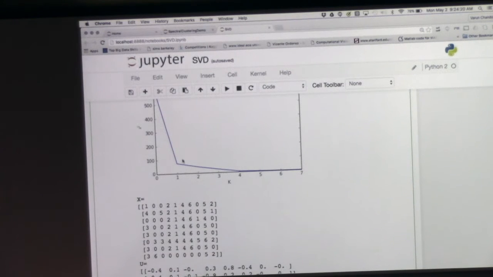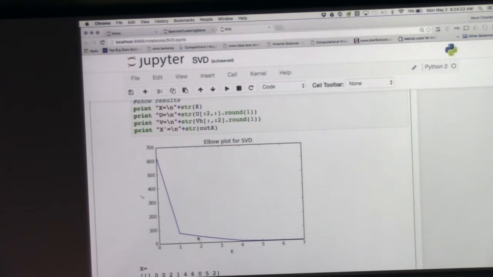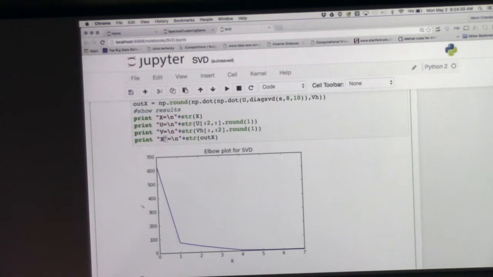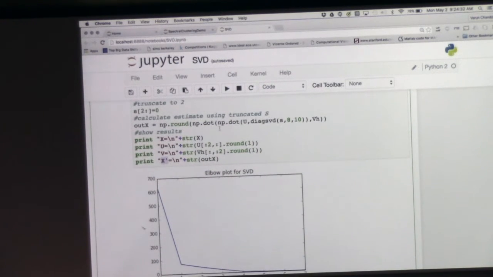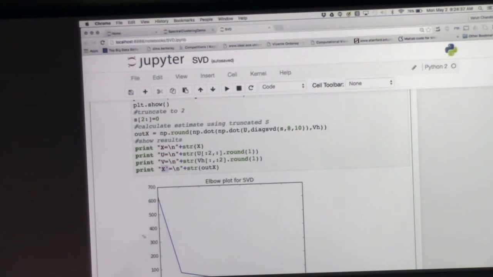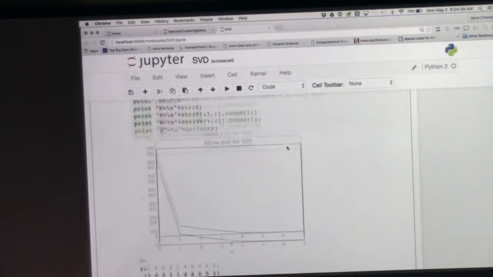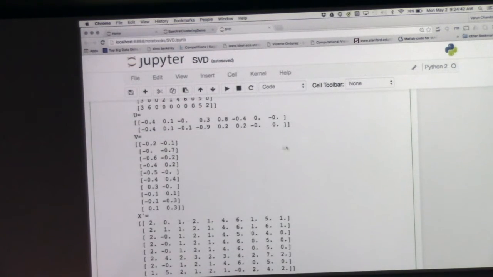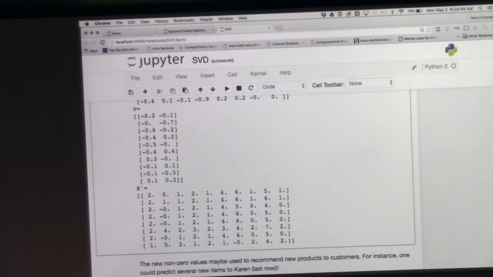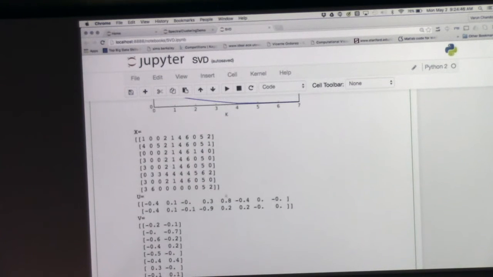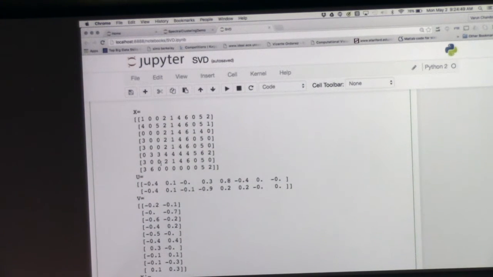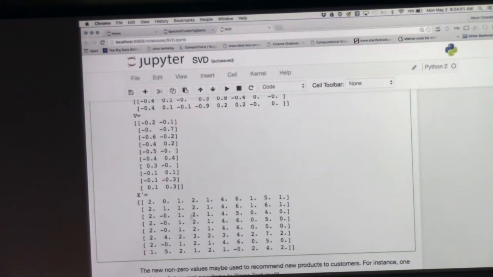We can use that to say, okay, let us take the first two. The first two are enough; after that you don't get much benefit. So you take the first two and recompute your X prime or X hat, which is just a product of U, V, and the diagonal values. So this is the X hat that you get. What you see here is that the original X was this, and by doing SVD and taking the first two components, we have filled out some of the values. So this helps you a little bit.